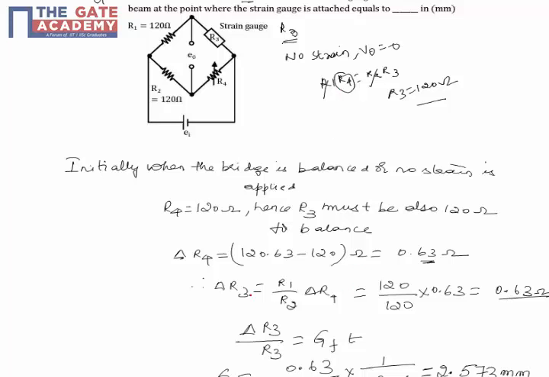Here I am calculating delta R3, so it should be delta R4. Here R1 and R2 are equal, so they get cancelled out, and delta R4 is 0.63, which we have calculated here. So delta R3 should be 0.63 ohms for the bridge to be balanced. So we know that the change in resistance, which is delta R3 by R3, is equal to the gauge factor into the applied strain.